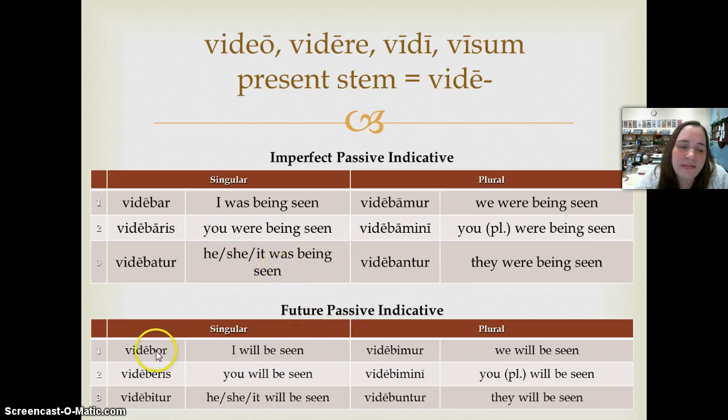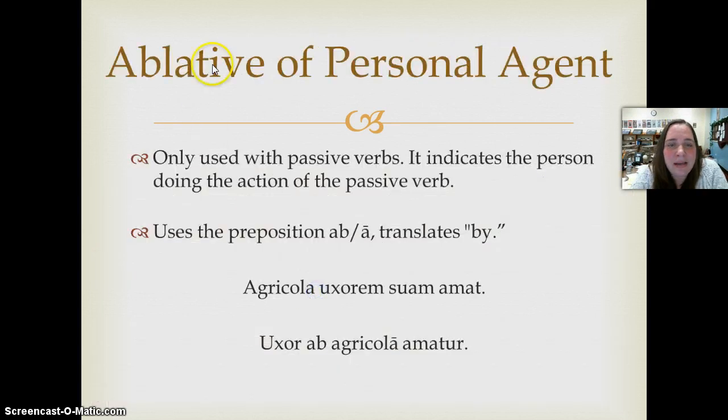And then the future passive, videbor, videberis, videbitor, videbimor, videbimini, videbuntor, translates I will be seen, you will be seen, he, she, or it will be seen. But again, it can also translate I will seem, okay? You will seem.